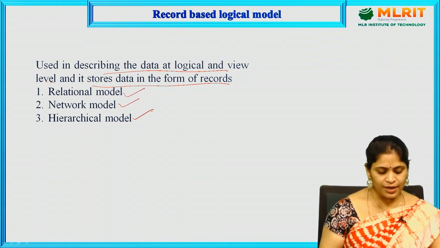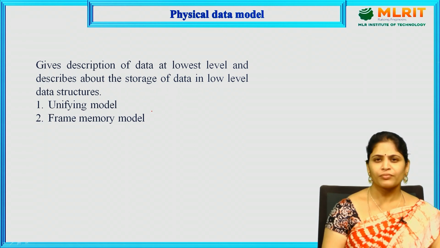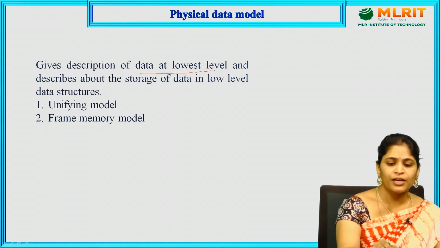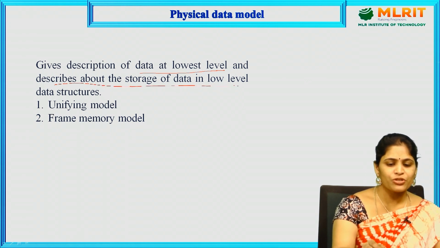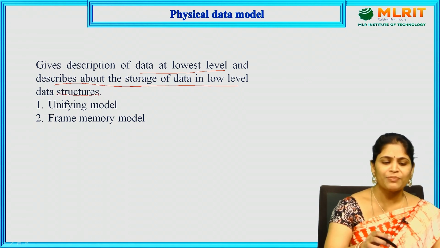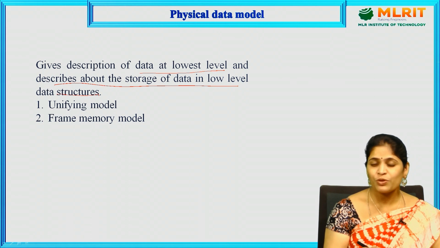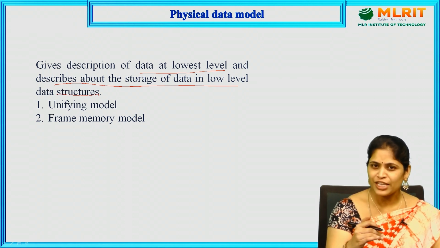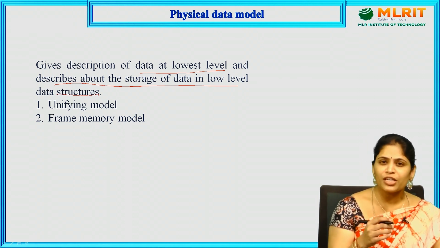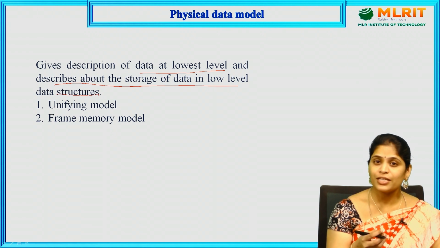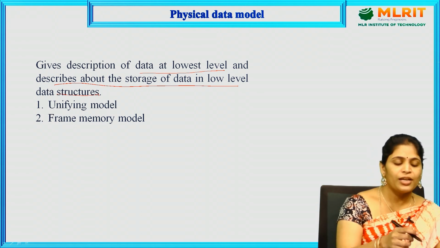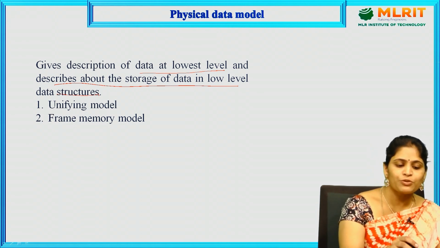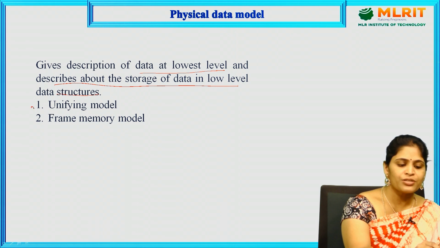Next, the last one is physical data model, which gives the description of data at the lowest level and describes the storage of data in the lower data structures. That means this model deals with which level? The physical level, which is the innermost level. The innermost level deals with how the data is stored, by using which data structures. That will be dealt with by this model, physical data model. And in this model, the different types of models that we go through are the unifying model and frame memory model.